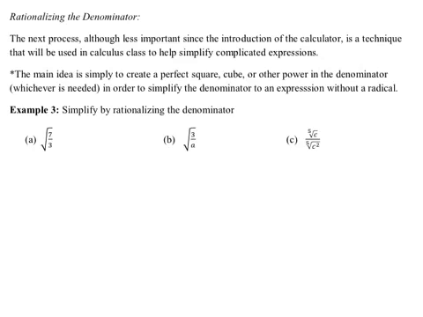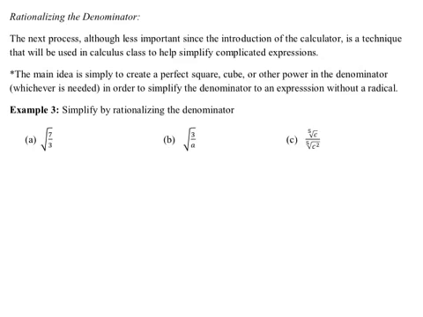Alright, the next part to read. Manny, can you read from the main idea? The main idea is simply to create a perfect square, cube, or other power of the denominator, whichever is needed, in order to simplify the denominator to an expression without a radical. Okay. And that's exactly what we said earlier. We were looking for that perfect cube. Let's start with example A, which is a little easier, where we're only looking for a perfect square.